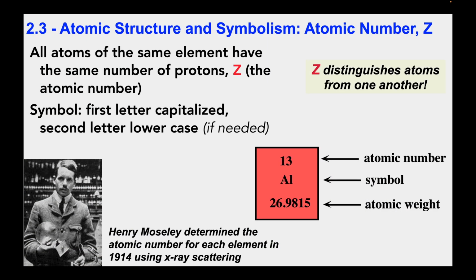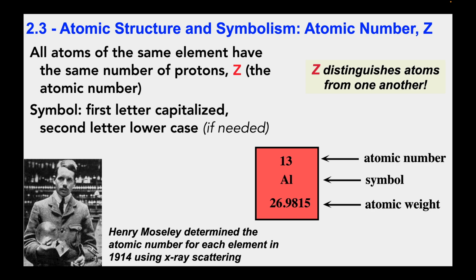The atomic number, which gets the symbol Z, is an important characteristic of atoms. And what scientists feel is that if you have a big collection of, say, aluminum, all of those aluminum atoms will have the same atomic number. And the atomic number literally just means the number of protons. So if you see a value for Z, that's the atomic number, and that means how many protons are in that element.